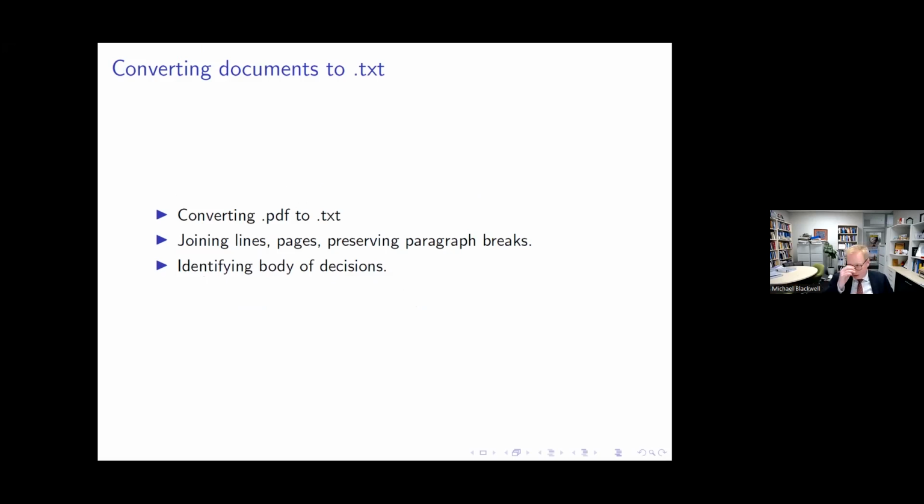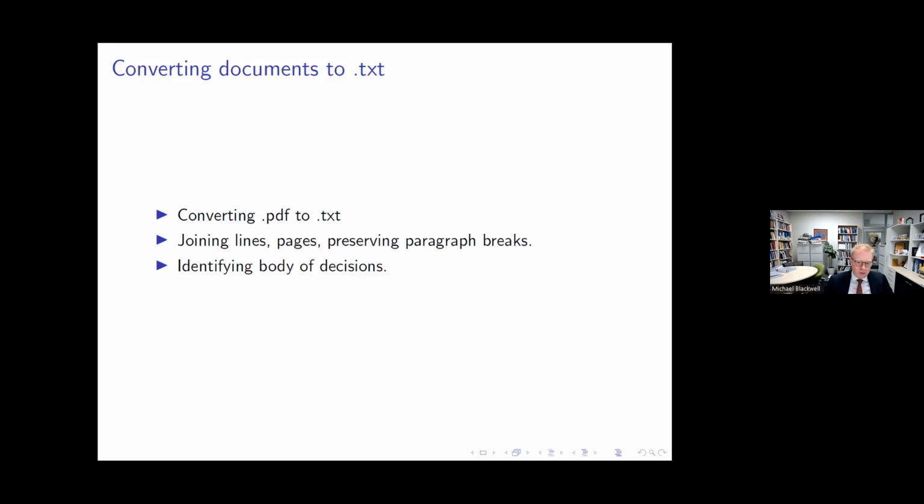You can do that with a program quite easily, but then there needs to be slightly more advanced programming to join the lines where they should be joined, to join page breaks where they should be joined and remove page numbering between those pages, and ensure that paragraph breaks in the particular decision are preserved.